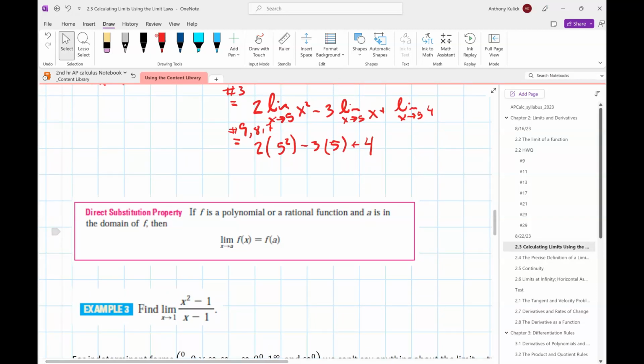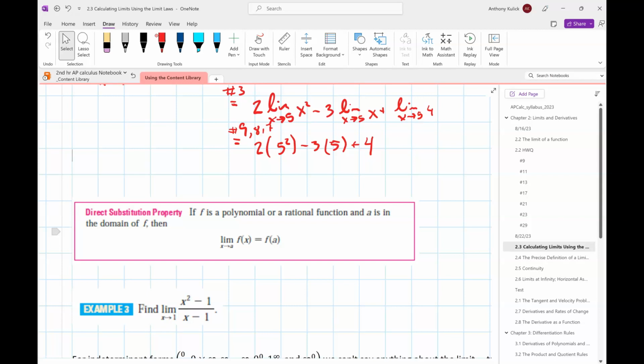Right? So that's the observation, that all I did was plug in 5 for x. And that's exactly what our next property is saying. It says if f is a polynomial or a rational function and a is in the domain, then the limit as x approaches a of f of x is just f of a.